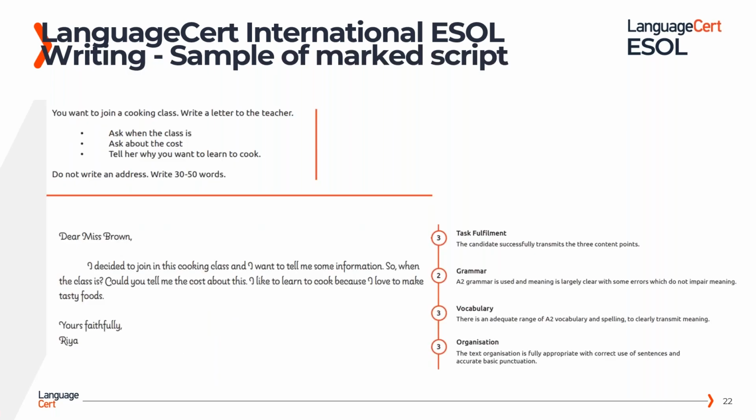And now a sample of an A2 level script and how it has been marked. On the right, you can see the A2 level assessment criteria and how many marks were granted per criterion. You will also find a few assessors' comments next to each mark.